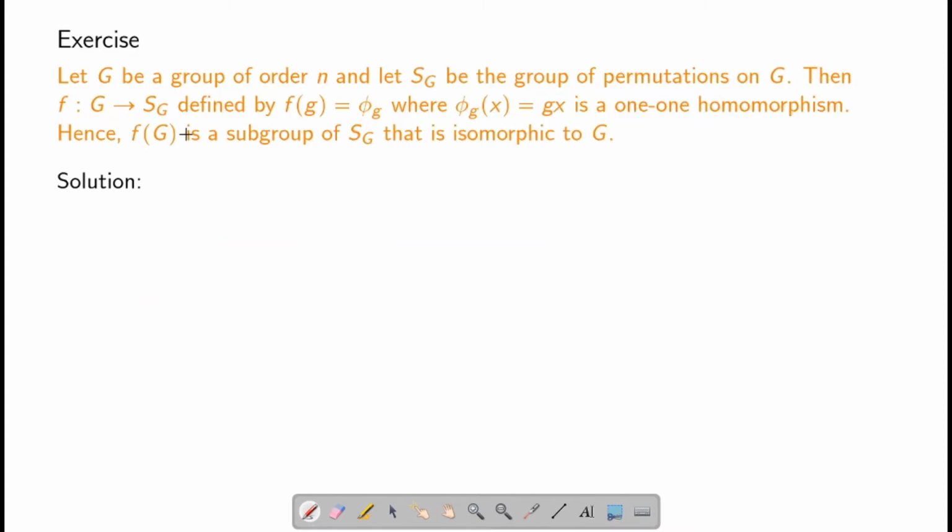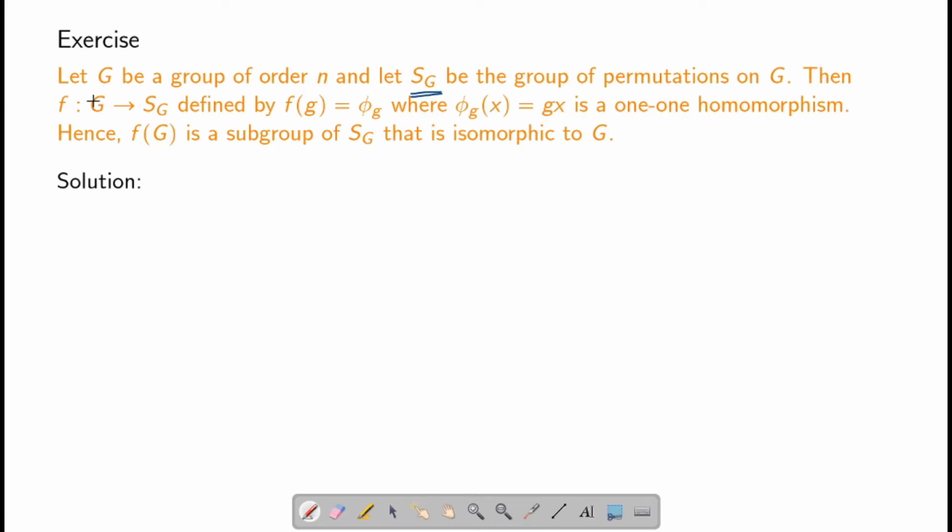Okay, so this exercise you would have studied in your basic group theory course, which is called Cayley's theorem. Let's see what it says. It says that if G is a group of order n and S_G is the group of permutations on G, so this is the group that contains all bijections from G to G, and the operation in this group is composition.